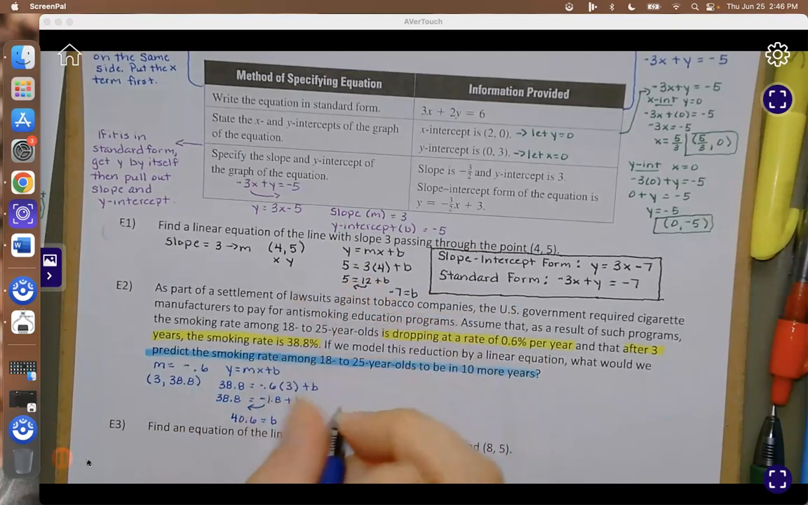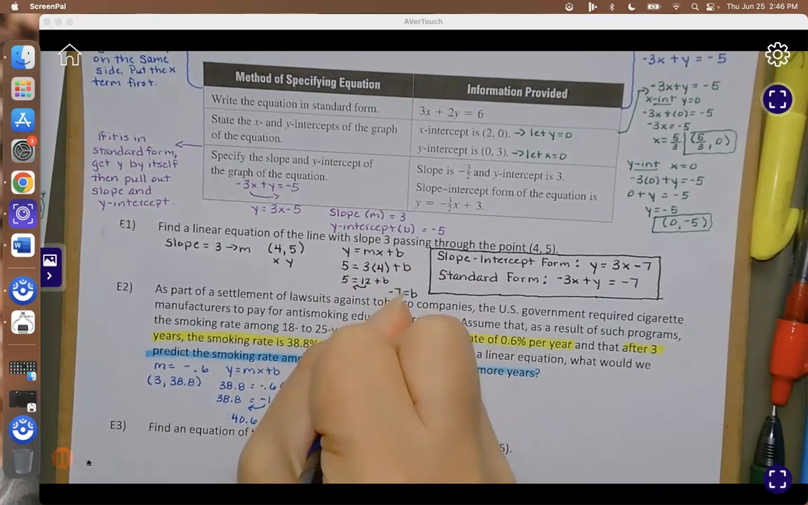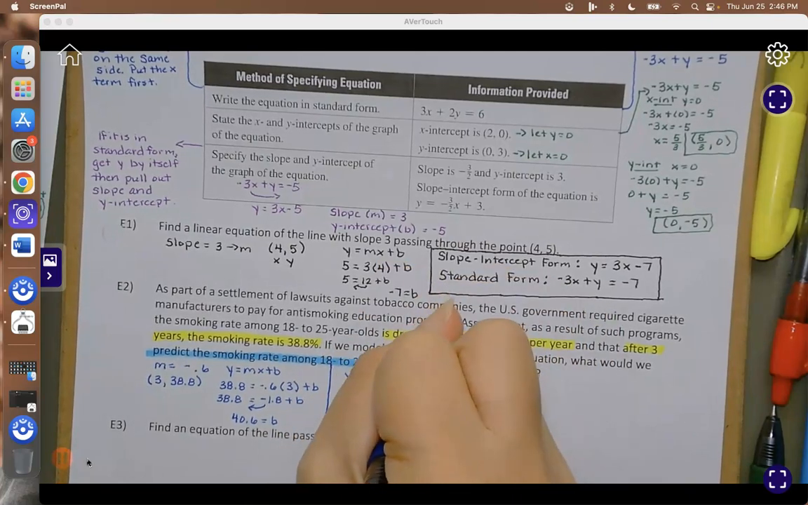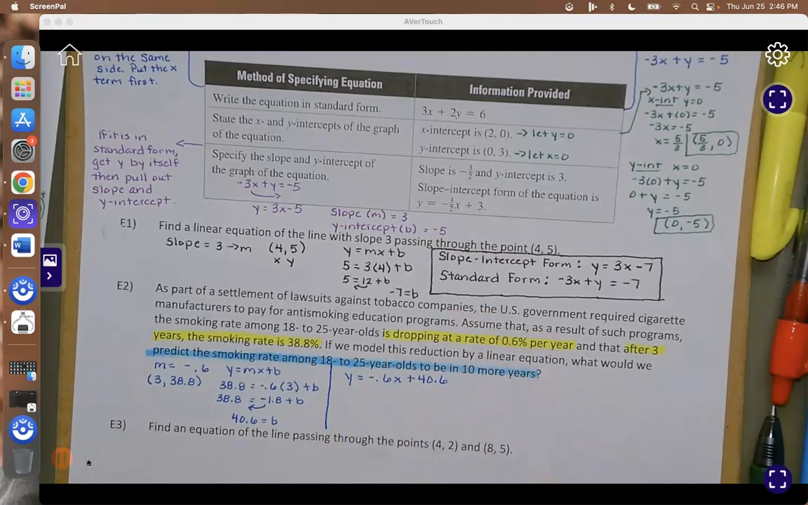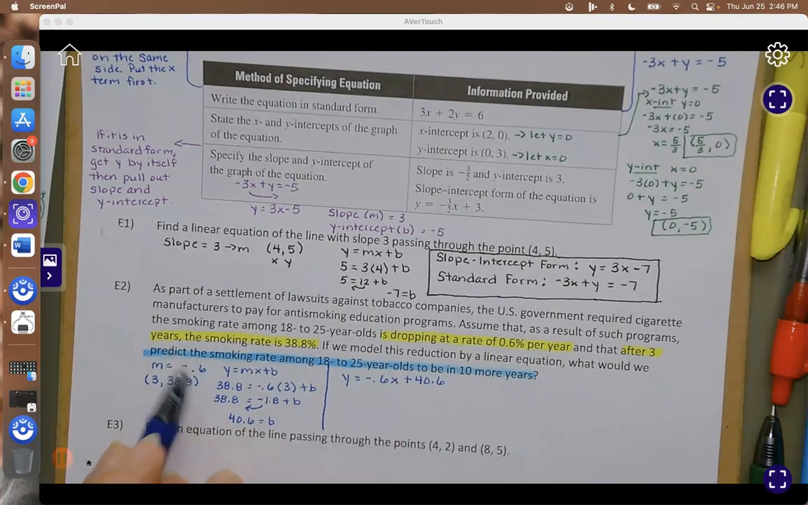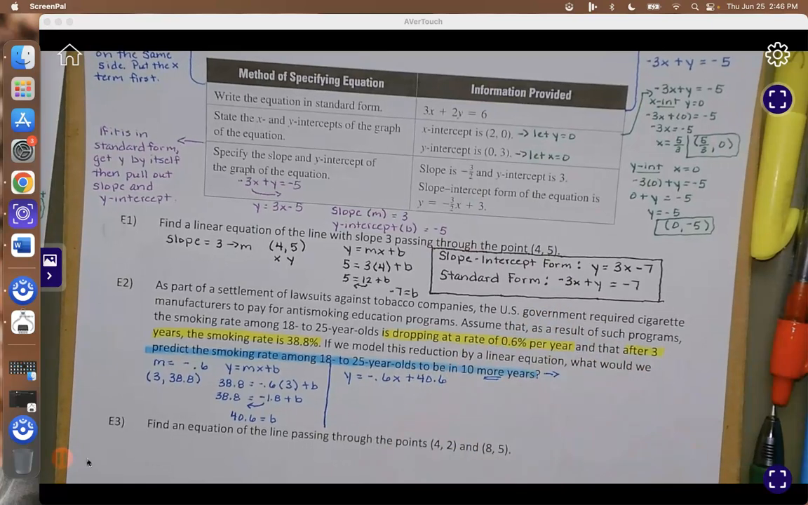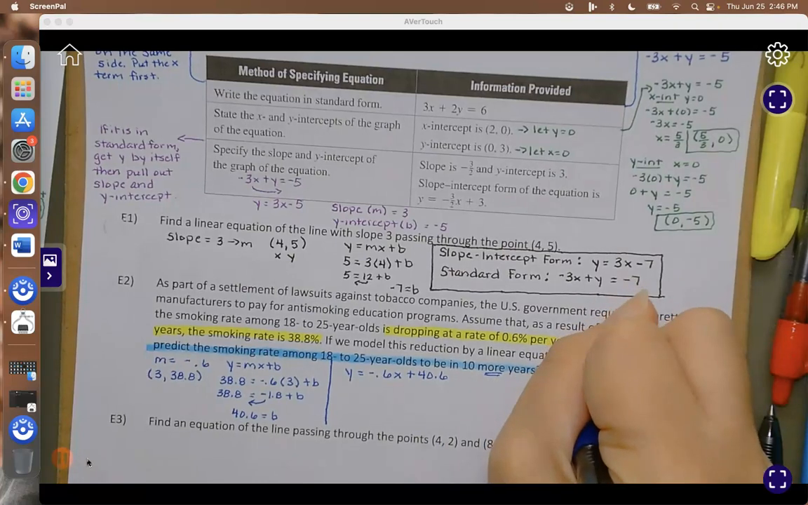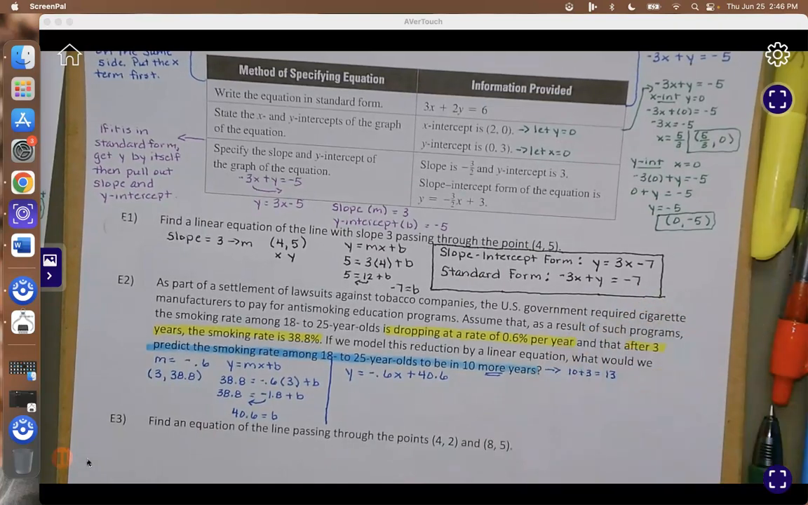So remember, our equation then is going to be y equals negative 0.6x plus 40.6. Now, it asks us here in 10 more years. So how many years has it been? Because it says after 3 years, then in 10 more years. So we do 10 plus the 3, so they want to know in 13 years.